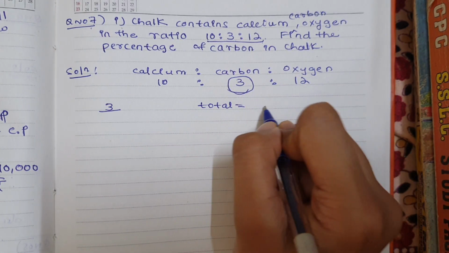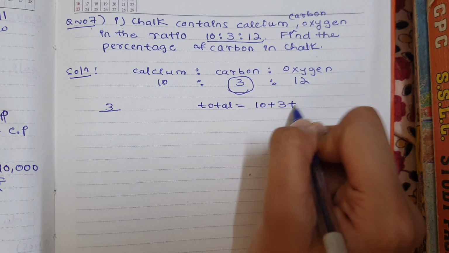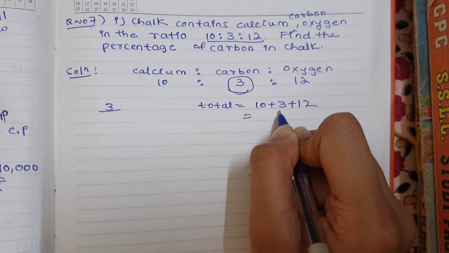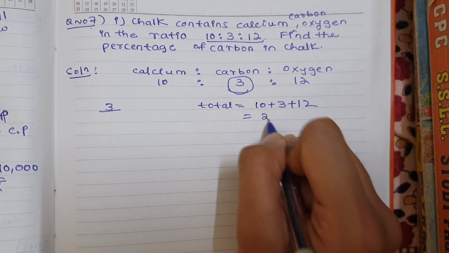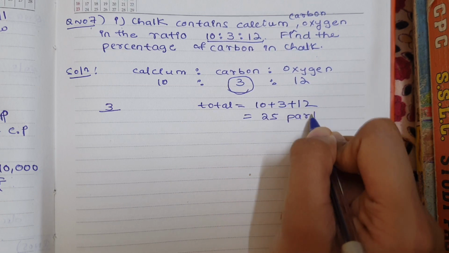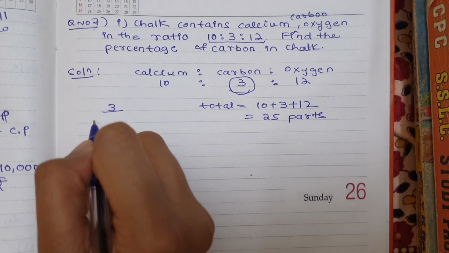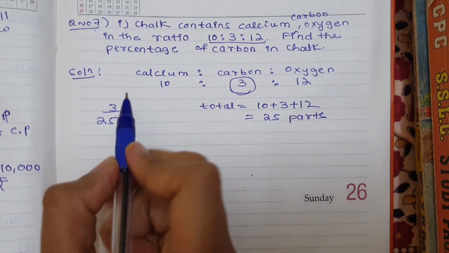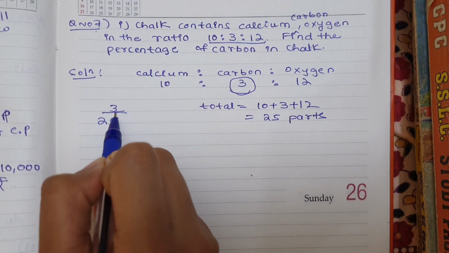Total equals to how much? 10 plus 3 plus 12. 10 plus 3 is 13, 13 plus 12 is 25. There are totally 25 parts. Out of 25, we have to find a percentage for 3.